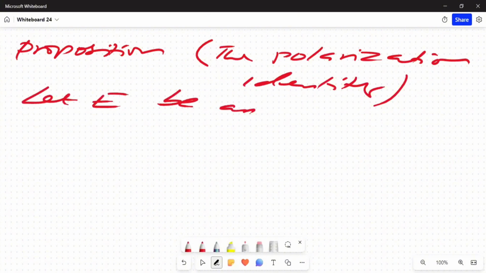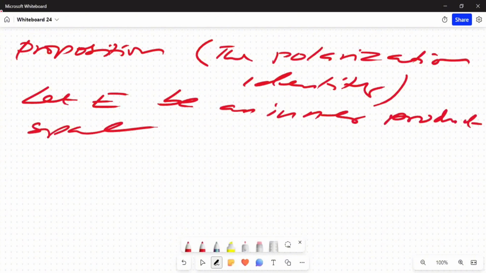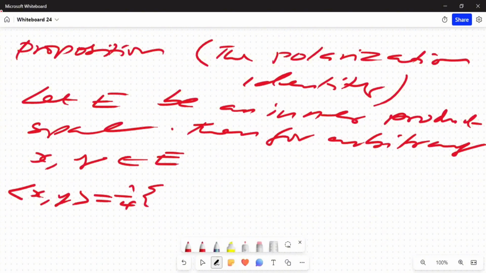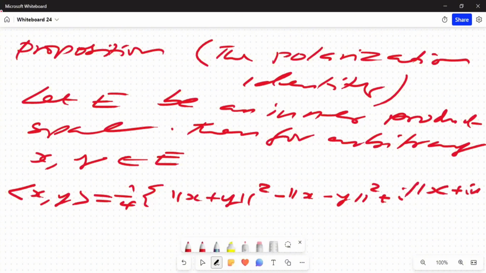Let E be an inner product space. Then for arbitrary 2 vectors x, y in E, we have the following: that the inner product of x comma y is equal to 1/4 into the norm of x plus y all squared minus the norm of x minus y all squared, plus i into the norm of x plus iy, that's norm squared.